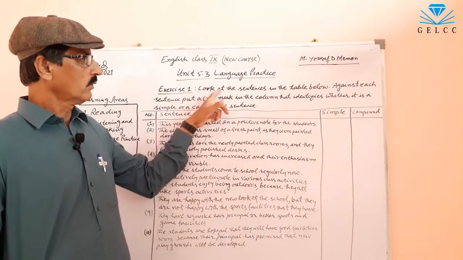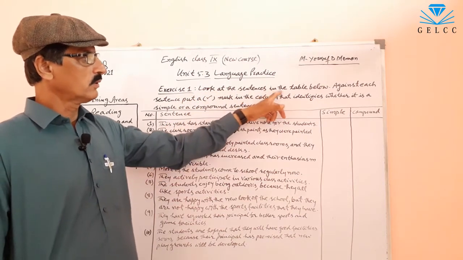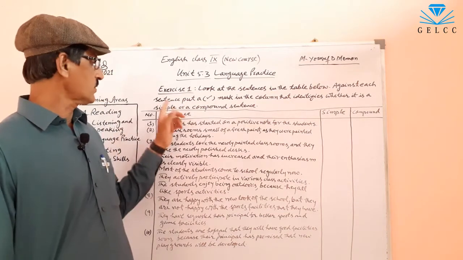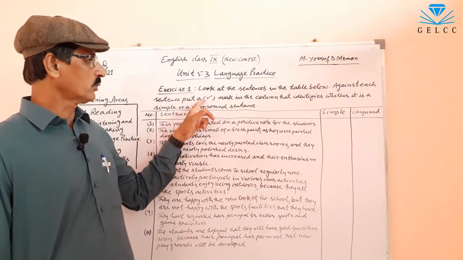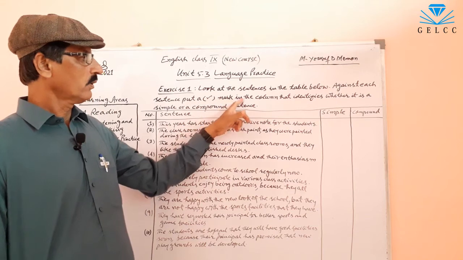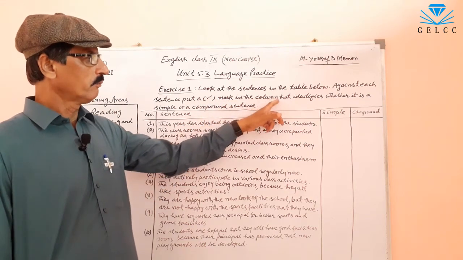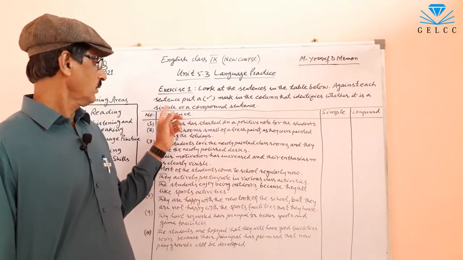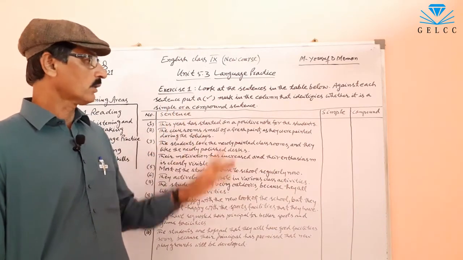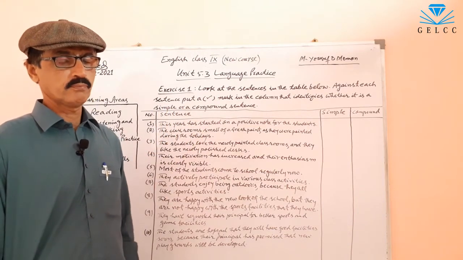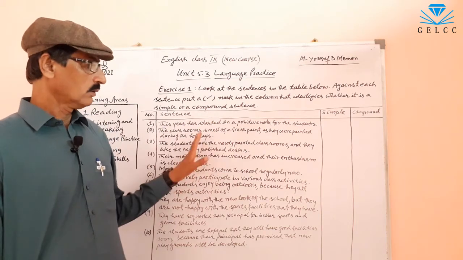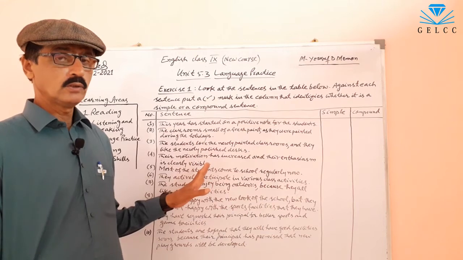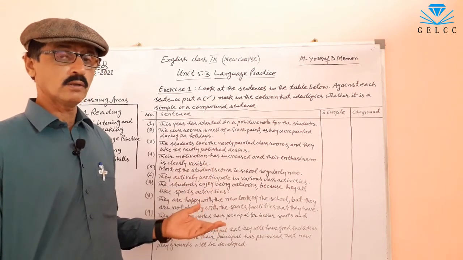Exercise 1. Look at the sentences in the table below. Against each sentence, put a tick mark in the column that indicates whether it is a simple or a compound sentence. It means there are two kinds of sentences given. We have to find out whether the sentence is simple or compound.